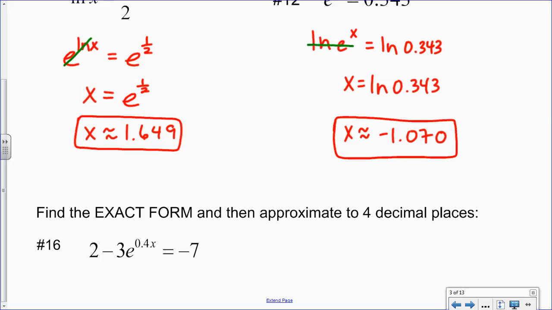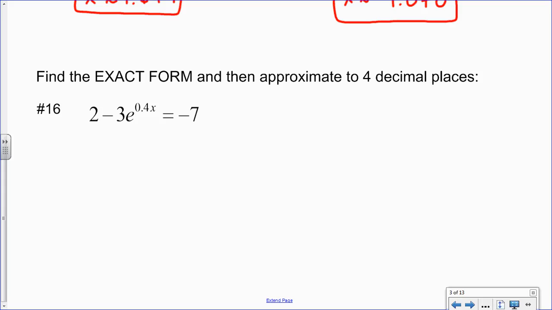So I first want to look and see where my variable is. Well, my variable is in an exponent. So I know I'm going to have to use natural log. I'm going to have to do natural log of both sides. But I can't do that until I have e by itself. So I'm going to have to move the 2 and the negative 3 first. So I have to first subtract 2 from both sides.